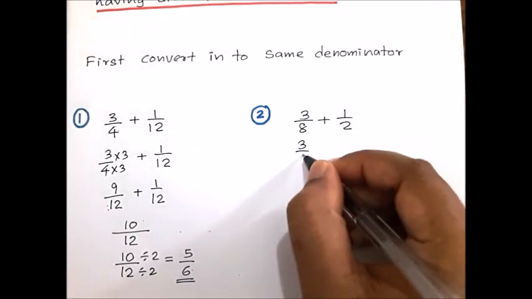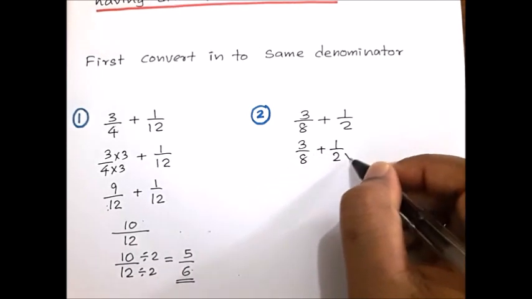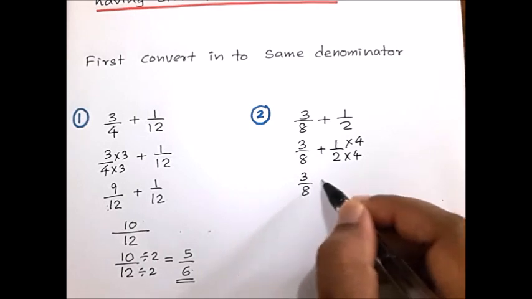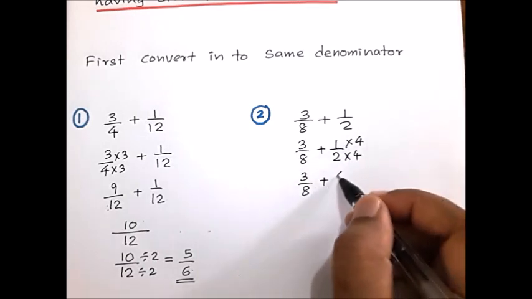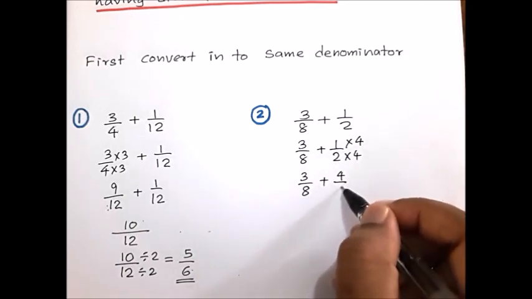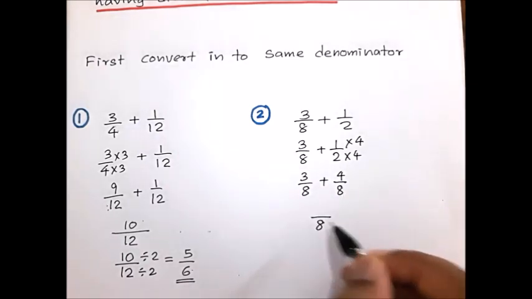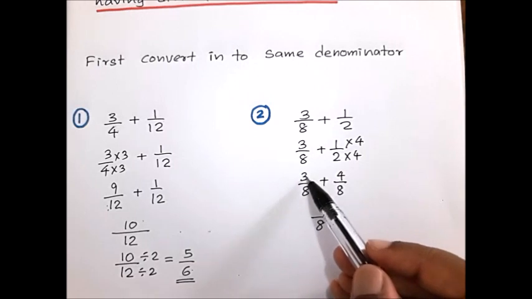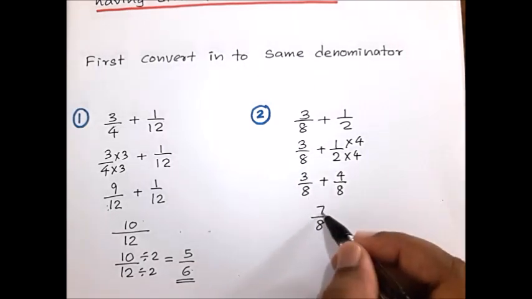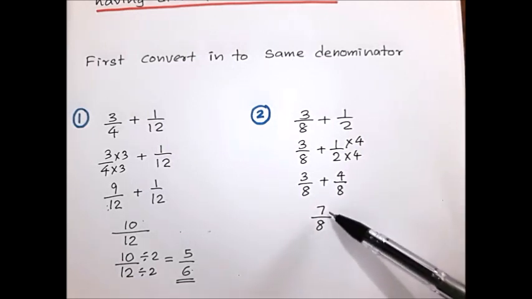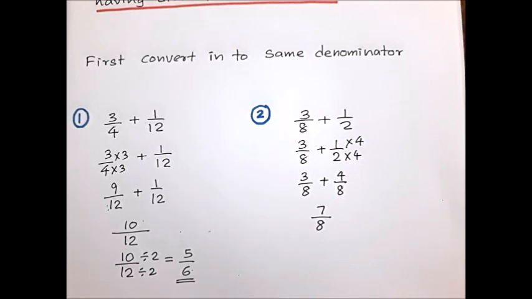So I am going to multiply second fraction by 4. Multiply both numerator and denominator by 4. 1 multiplied by 4, 4. 2 multiplied by 4, 8. Now same denominator 8. You can write it as denominator, then add numerators. 3 plus 4, 7. Can you simplify this one more? No, you can't. You can't divide both numerator and denominator by a same number. So this is the final answer.